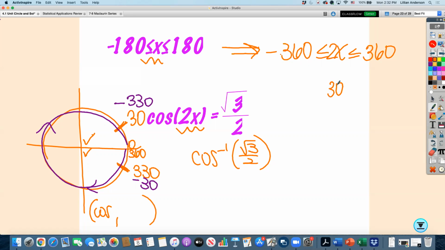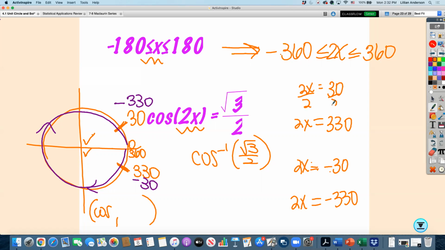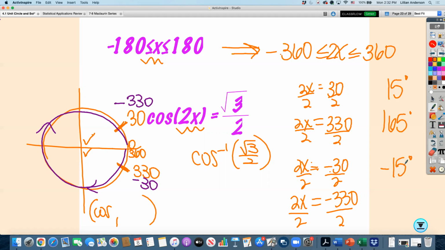And so that doesn't mean those are my solutions. That means I have to set 30, 330, negative 330, and negative 30 equal to 2x to actually find my final answer. So what's half of 30? 15. So 15 is one of them. What's half of 330? 165. And then of course, the negative versions are going to be the exact same, negative 15 degrees and negative 165 degrees. And if you notice, every single one of these lies between 180 and negative 180, because this is exactly what x equals. But I used the new domain so that I can find all the solutions that would fit this equation.